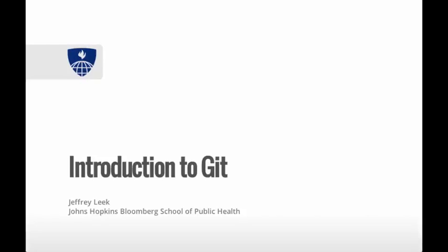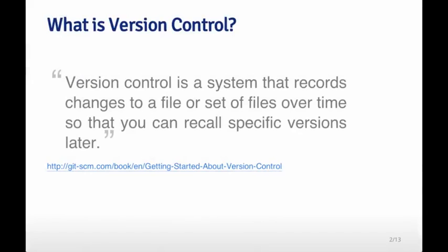This is a very brief introduction to the Git version control system. So version control is a system that records all the changes that you make to a file or a set of files over time so that you can recall specific versions later.